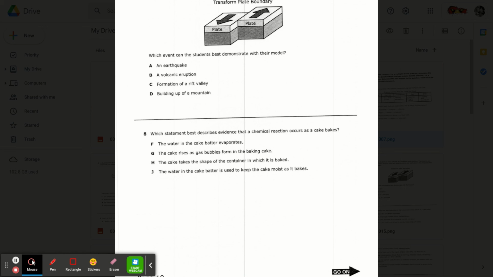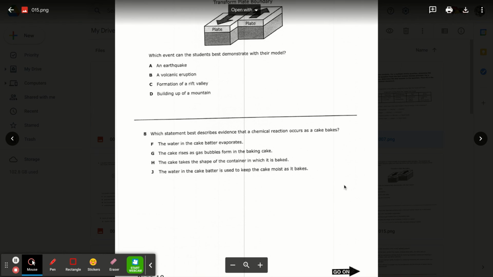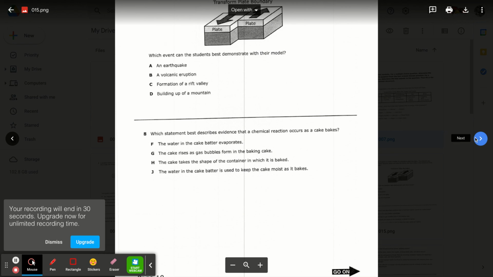H, the cake takes the shape of the container in which it is baked. Or J, the water in the cake batter is used to help keep the cake moist as it bakes.